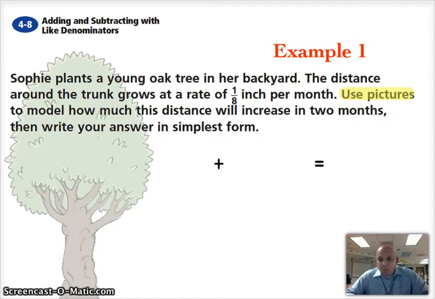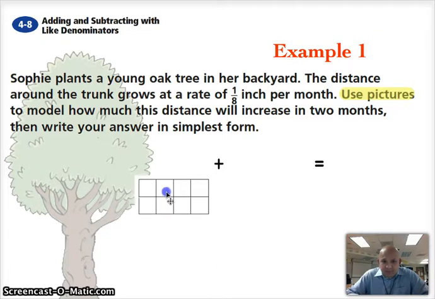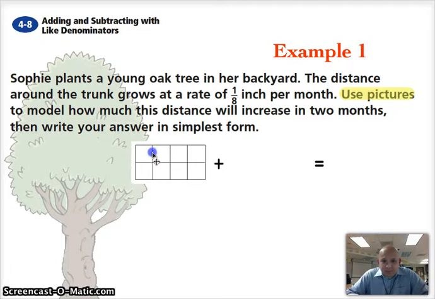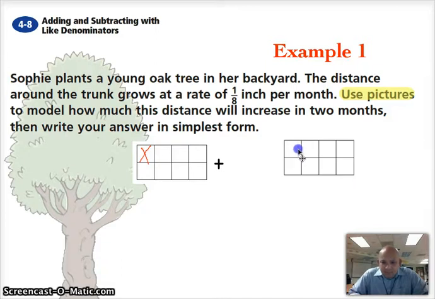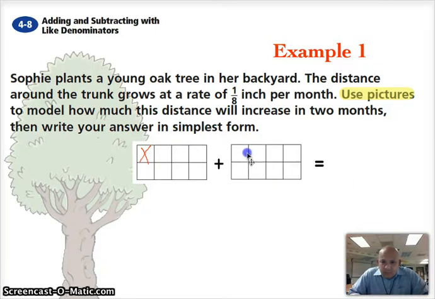Alright, so what I'm going to do is drag a square that's been divided into eighths. And I'm going to mark 1/8 of it to represent the first month's growth. And I'm going to drag another one in, which represents the second month's growth, which is 1/8 again.